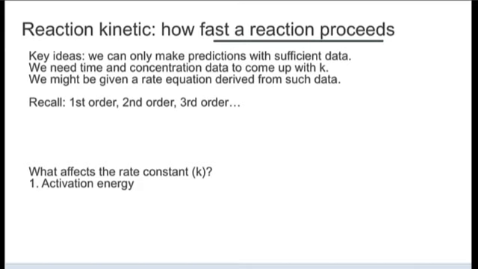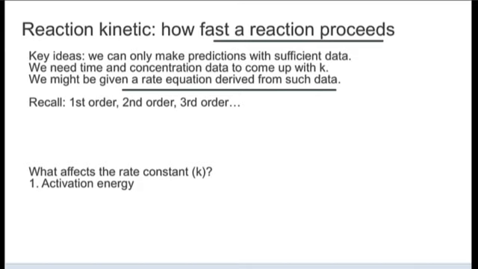And the key idea here is that we really can only make such predictions with sufficient data. So recall that kinetics is all about time and concentration. We collect concentration data, maybe it's concentration of products increasing over time or concentration of reactants decreasing over time. And that's how we come up with a value for the rate constant K. So we might be given a rate equation that is derived from such data.